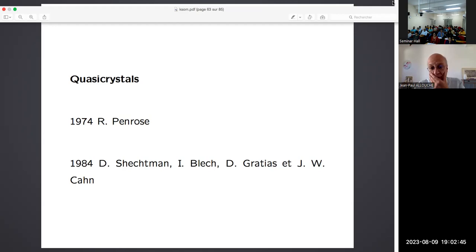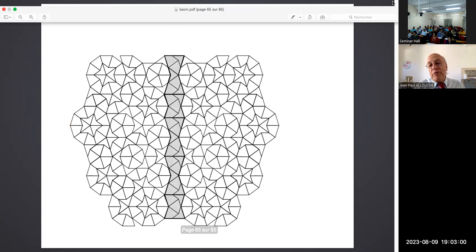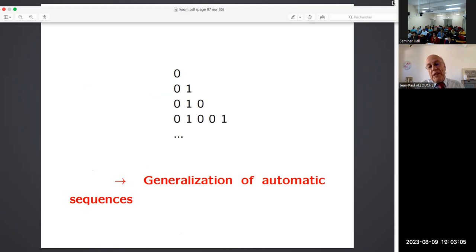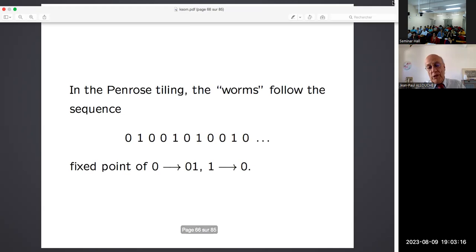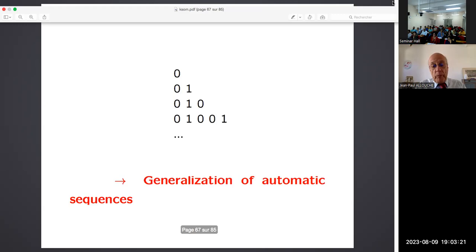And this was called later on quasicrystals because it was not a crystal, but it was not that far from being one. So again, between order and chaos, so to say. Okay, so then physicists became very interested in this kind of thing as well. By the way, if you iterate this, you see that the lengths at each step are given by 1, 2, 3, 5, 8, which are the Fibonacci numbers. And so the infinite sequence of order is called the binary Fibonacci sequence. And of course, this opens the way to some kind of generalization of automatic sequences.